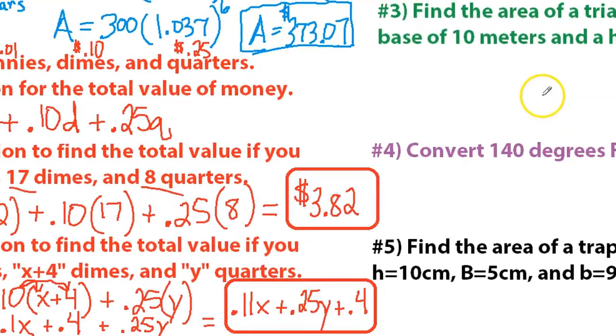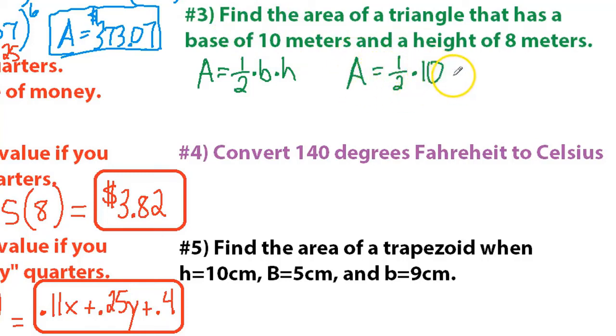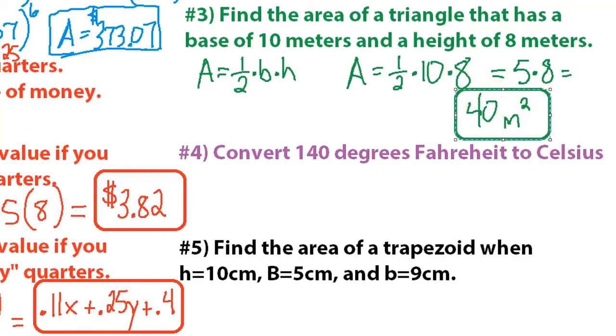Moving on, let's go to the area of a triangle. Now, I went to section 2.2 and found the area of the triangle. Area of a triangle is area equals 1/2 times the base times the height. So let's go ahead and plug in these values. It says find the area if the base is 10 meters. So area equals 1/2 times 10 meters times the height, which is 8. Let's see, 1/2 times 10 is 5. And 5 times 8 is 40. So my final answer is 40 meters squared. Because it's area, and we had meters times meters, we get an answer of meters squared.